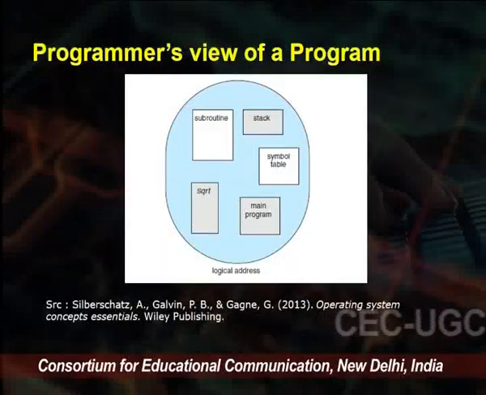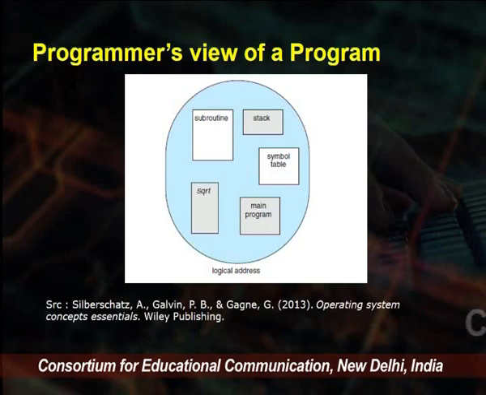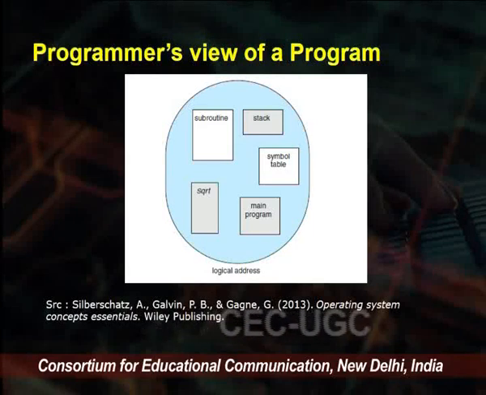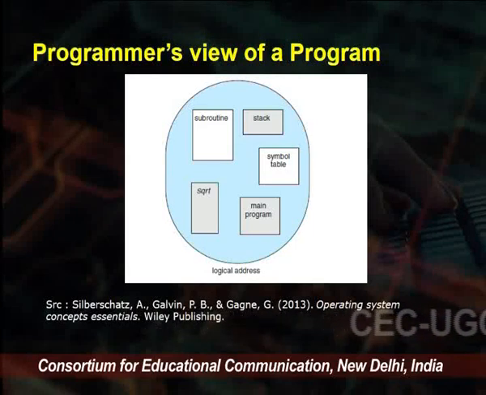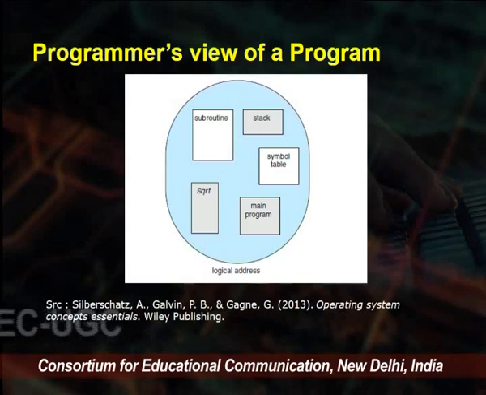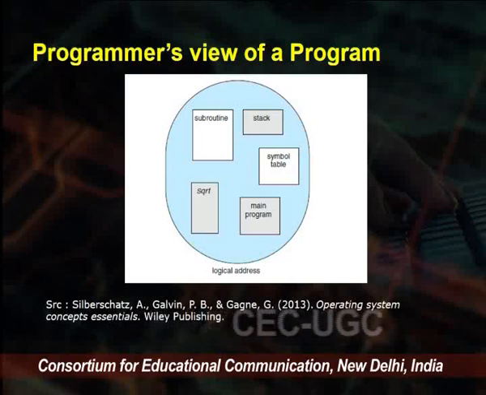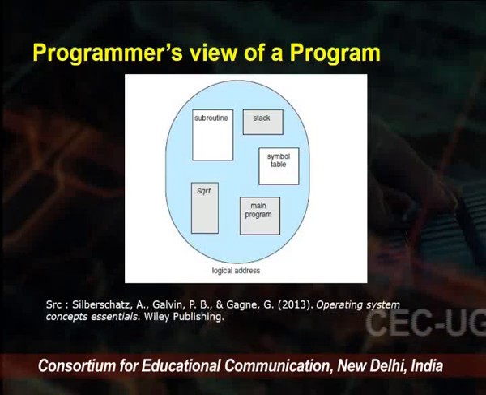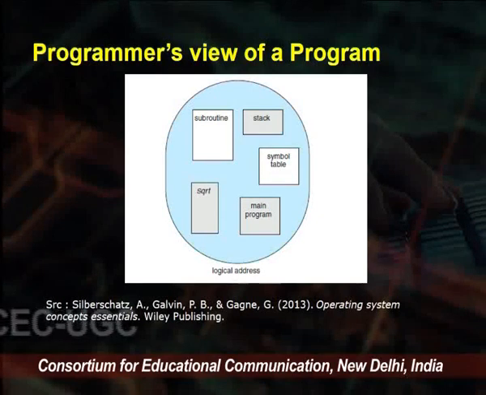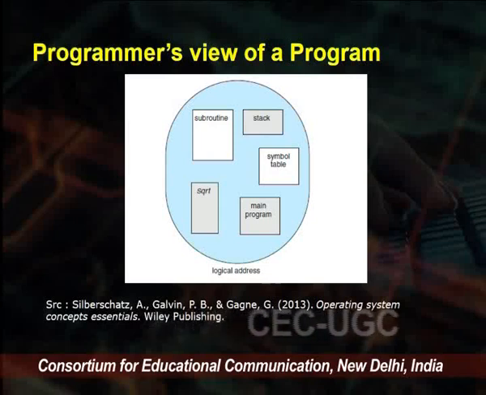This picture shows how the programmer views the program, how the programmer visualizes the program. They have created these separate logical addresses: one for the main program, one for the library, one for the stack, one for SQRT. SQRT is nothing but any function, basically. These are the segments, and the entire thing is the memory.